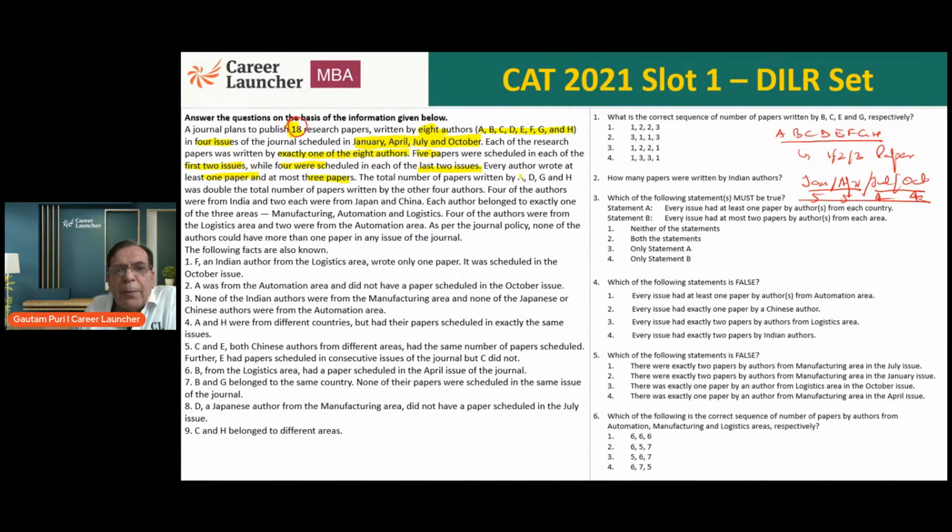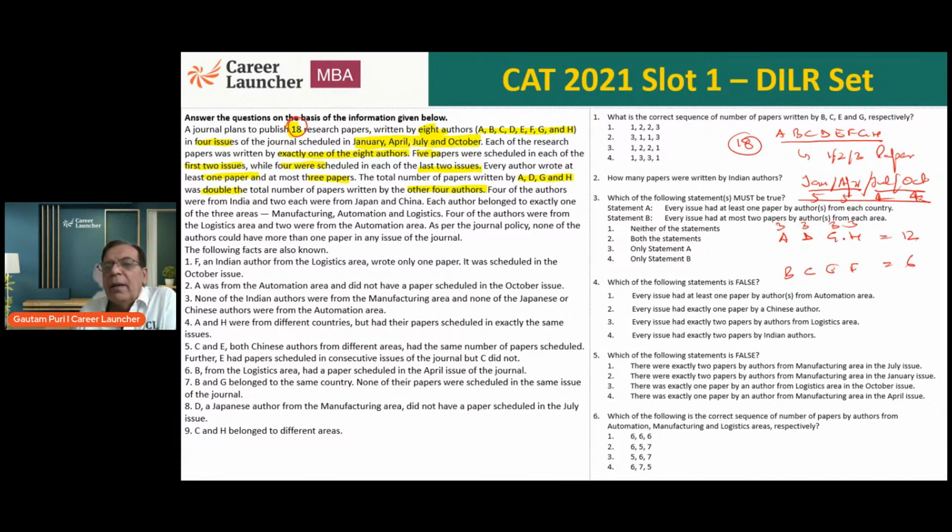The total number of papers written by ADGH was double the total number of papers written by the other 4. So ADGH is double of the other 4. So A, D, G, H. Total papers is 18. So if ADGH has written double of BCEF, that means ADGH should have written 12 papers and BCEF should have written 6 papers. Now what does this tell me? This tells me each of ADGH have written 3 papers.